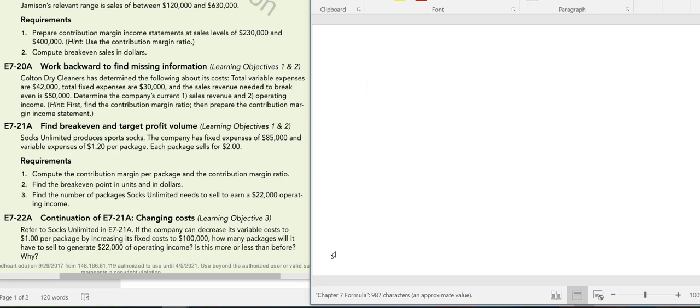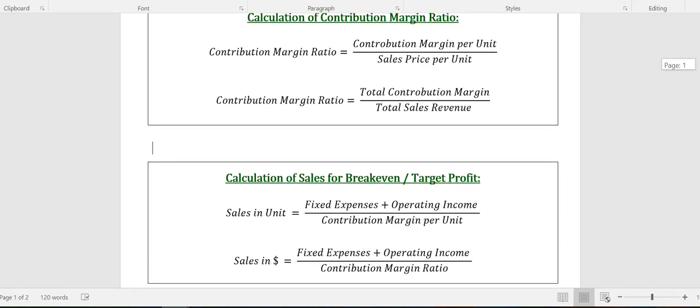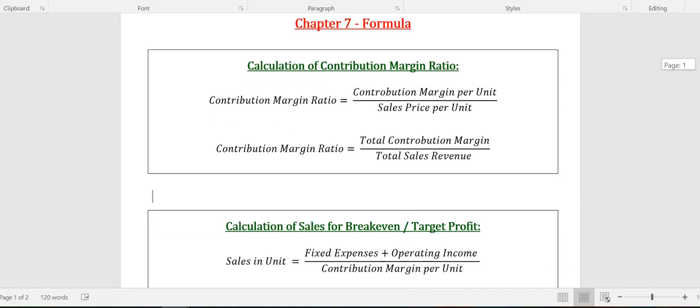First you need to do E7-21A, and it's from your textbook, page number 420. Since some of you mentioned that you prefer this screen capture instead of classroom recording, so I'm going to record this solving. This chapter is pretty straightforward. You just need to know the formula I already mentioned. The formulas already are on your PowerPoint slides, and it's also on your blackboard. So you need to know this formula for solving the problems here in chapter 7.